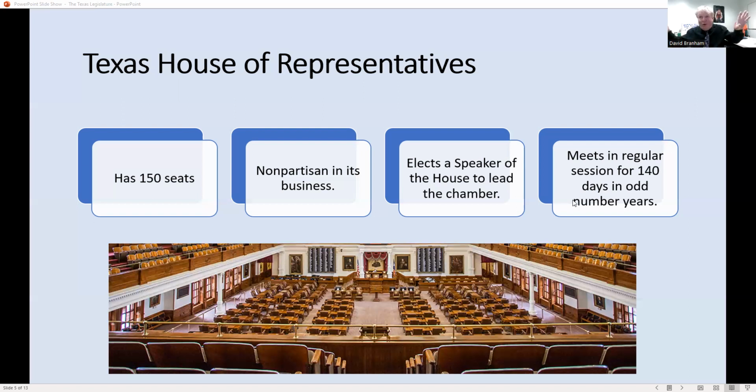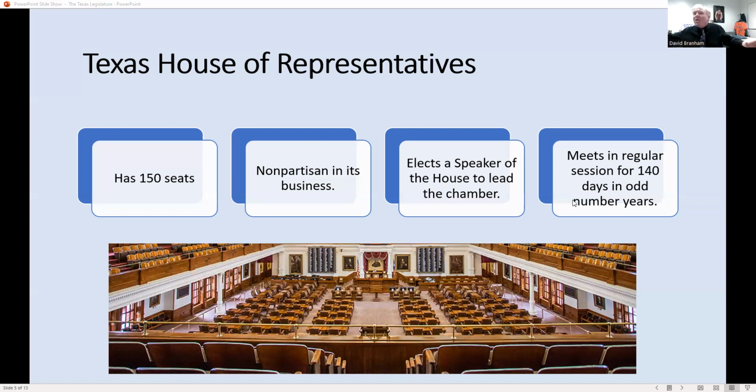On the ballot, they'll have an R and a D. When they're campaigning, it's R's and D's. When they're in the House, that goes away. They also meet for 140 days in odd-numbered years, from January to May. So the sessions will be 2025, 2027, 2029, 2031. Those sessions will be from January to May. Those will be regular sessions for 140 days. They don't meet in a regular session any other time.